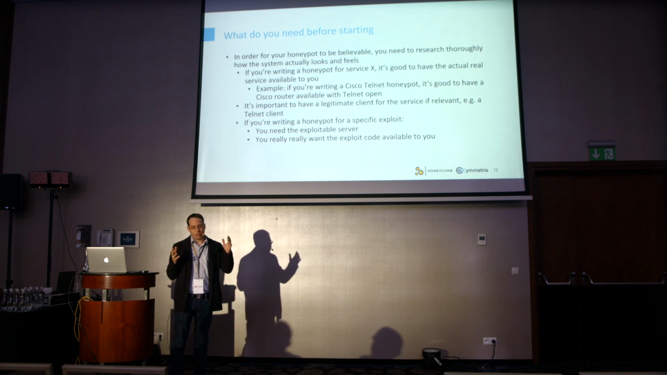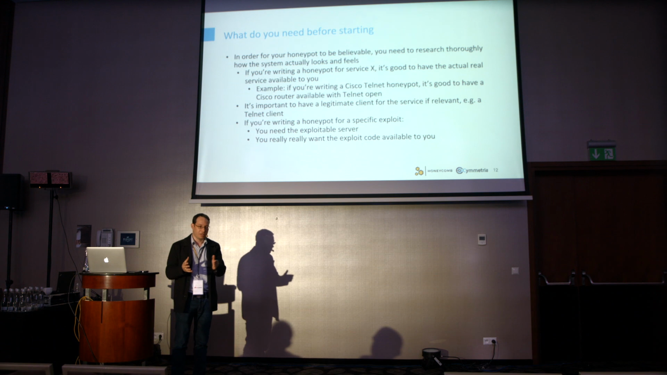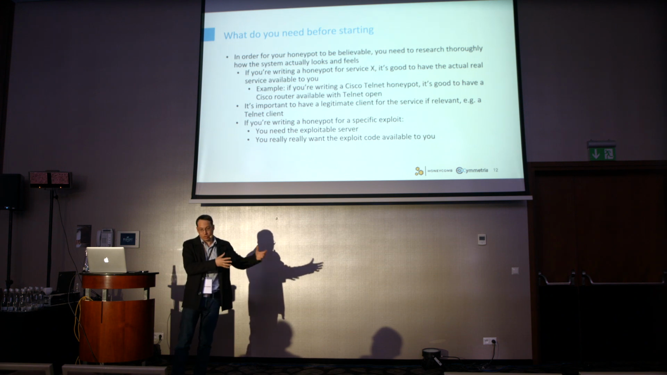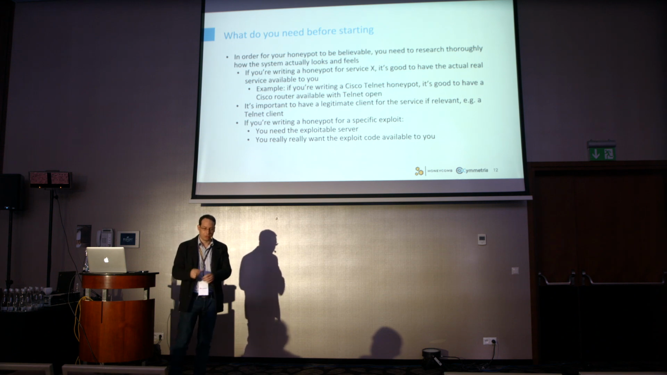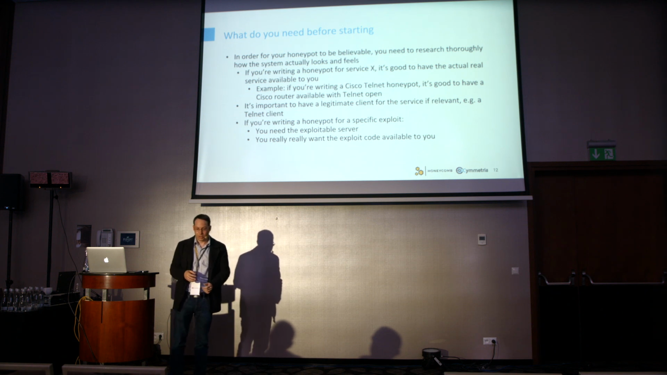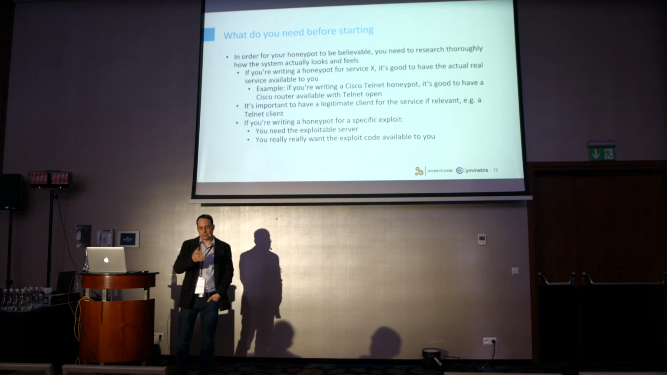So ideally, you should get a copy of the actual system. So if you are writing a honeypot for a router, it's best that you get the actual router, ideally next to you, but not necessarily, and research it and try to make sure that your honeypot duplicates the behavior of the router. If you don't have access, you can maybe borrow one from a friend, and I have friends that use Shodan to research existing machines.